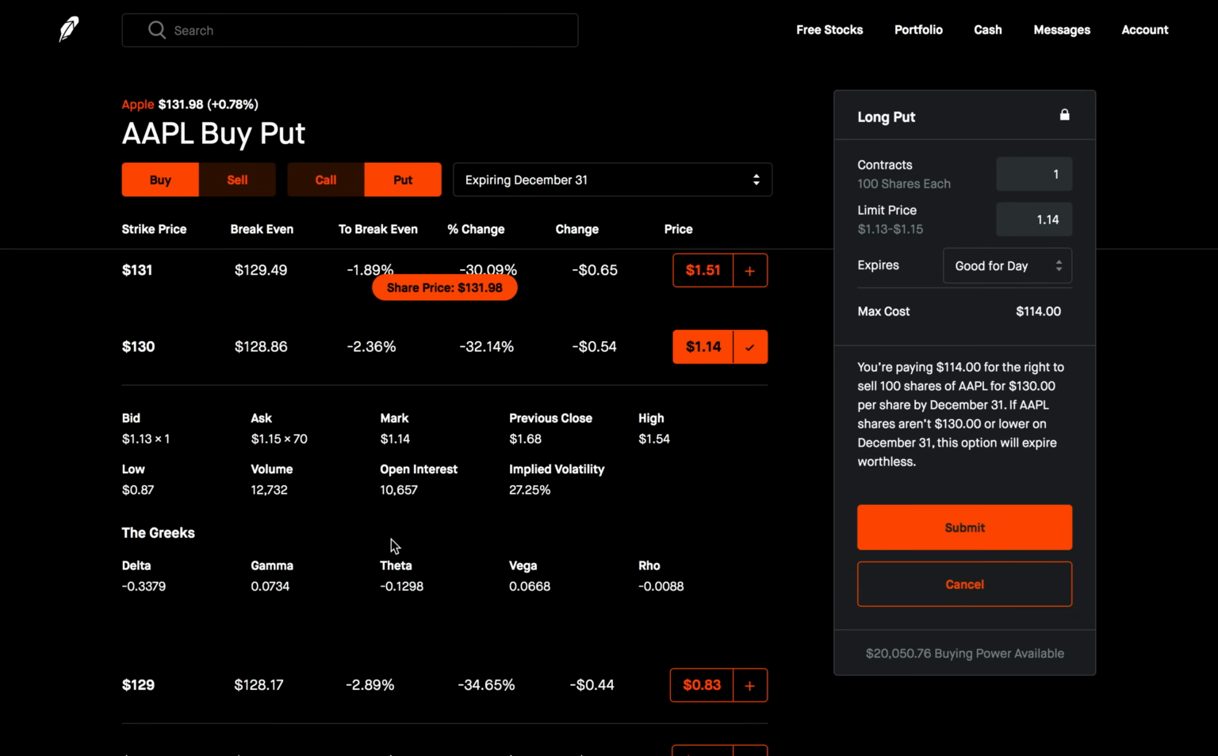Next, we have theta here. So theta is how much the value of this contract is going to lose with time decay, right? When you buy options, time is not your friend. Time works against you.